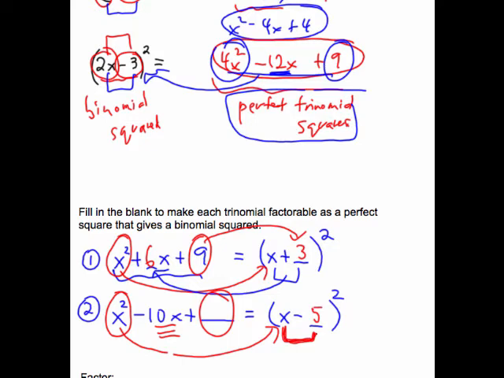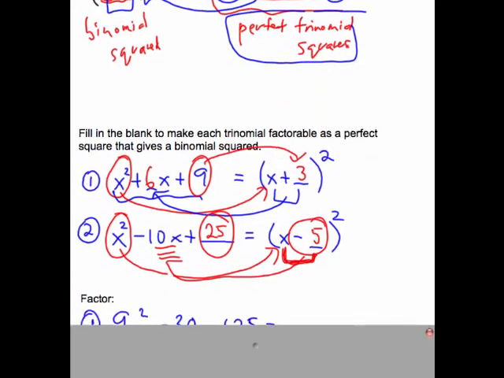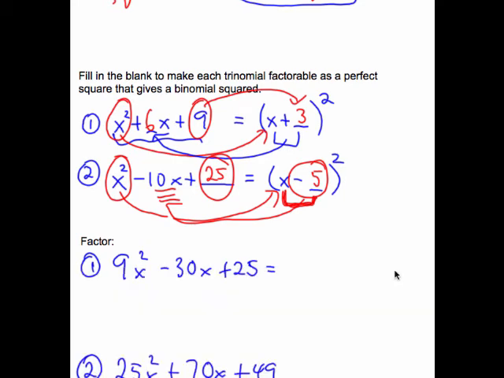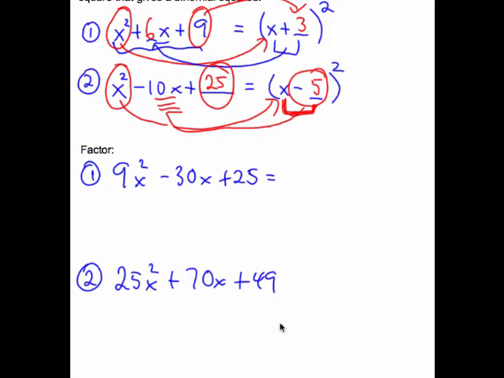X times negative 5 is negative 5x, doubled is negative 10x, and then if we square the last term we get plus 25. Okay, so hopefully you're catching on to the pattern now. And so we can now take this and apply it to the factoring of trinomials in general. But we have to look for the pattern we've just talked about.